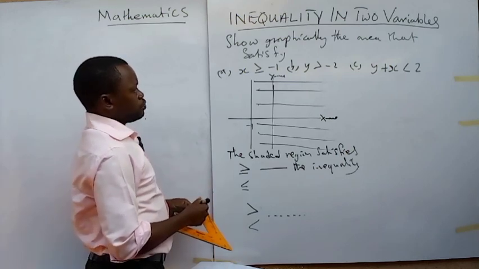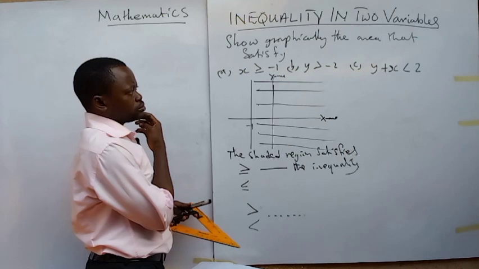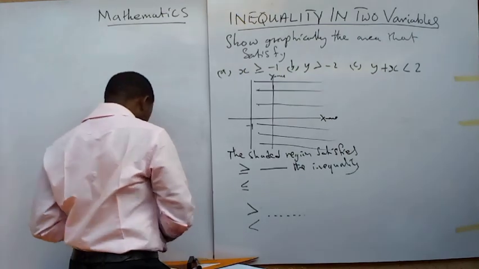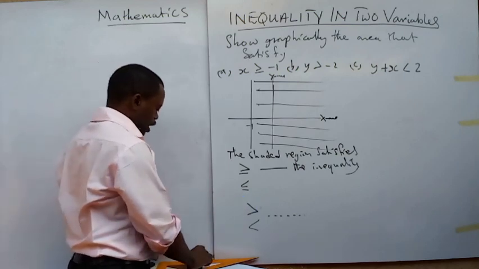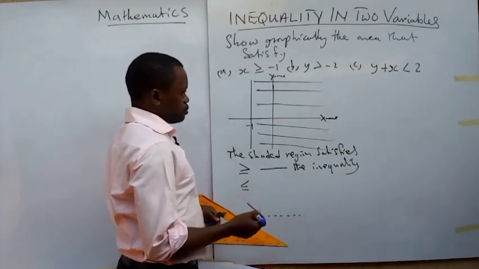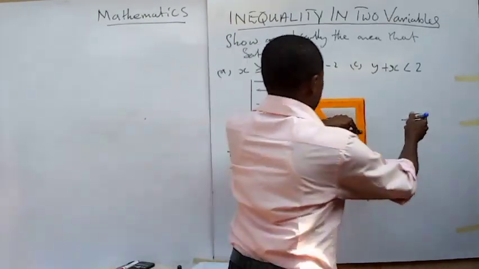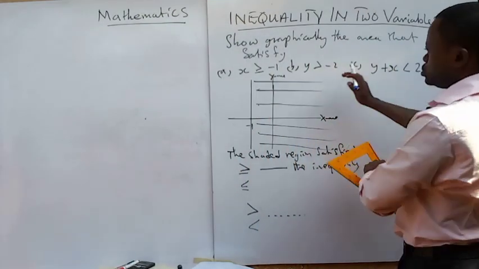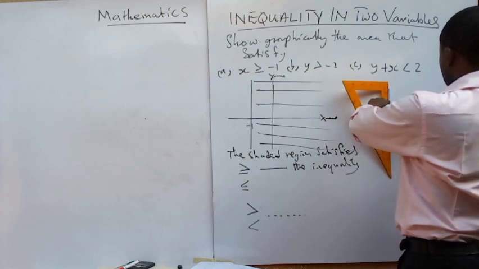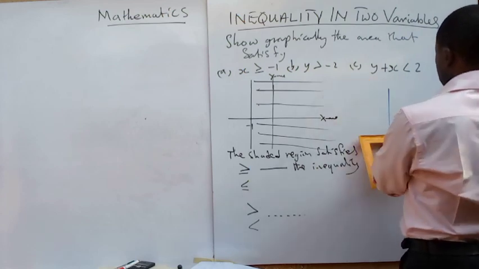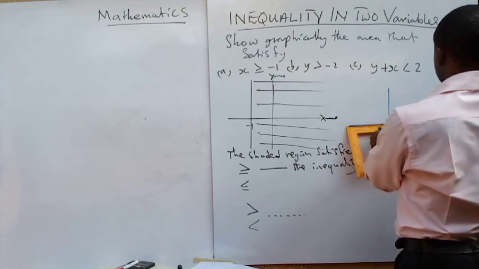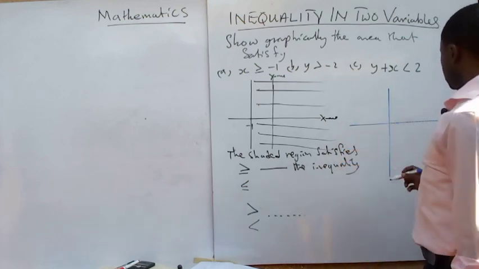What about the second one? Y is greater than minus 2. What is going to happen there? Let's come this way, because I'm going to do this one on the other side. Let's see how this place will look like for y greater than minus 2.